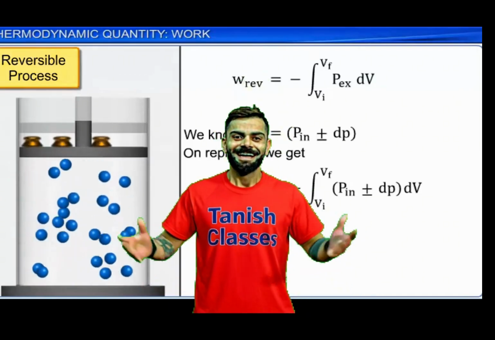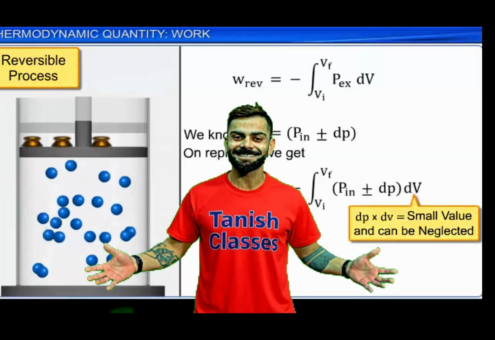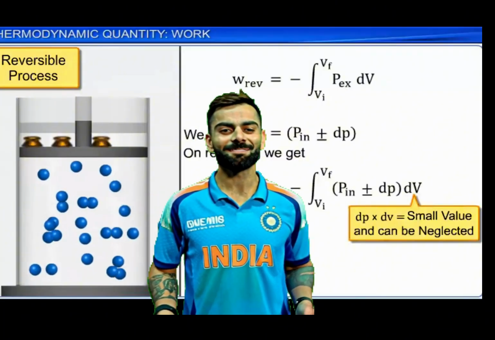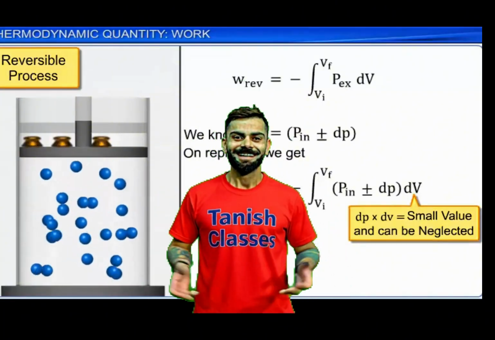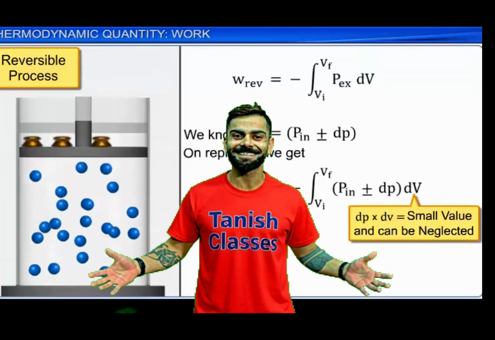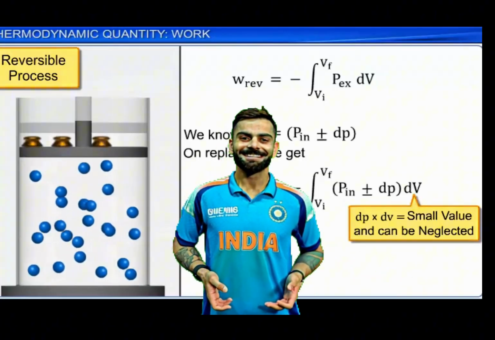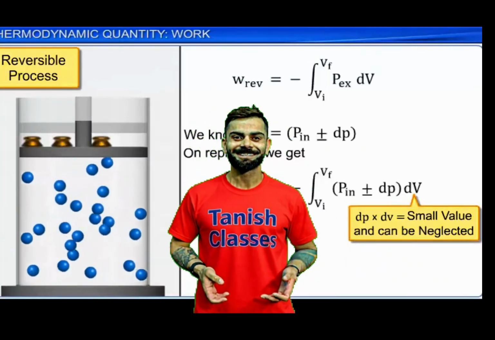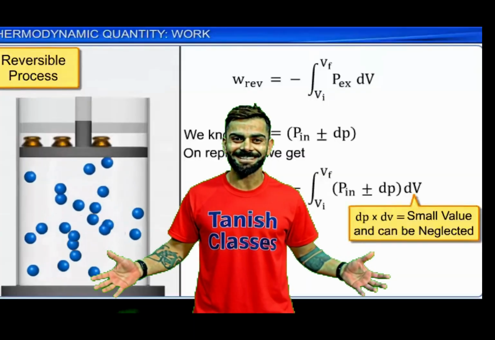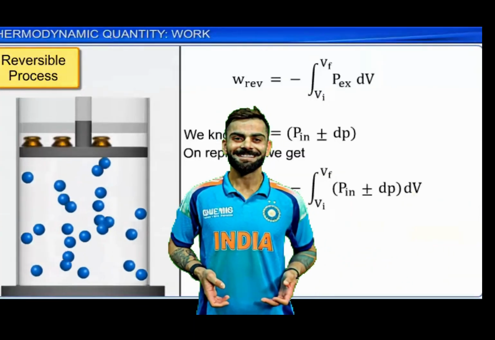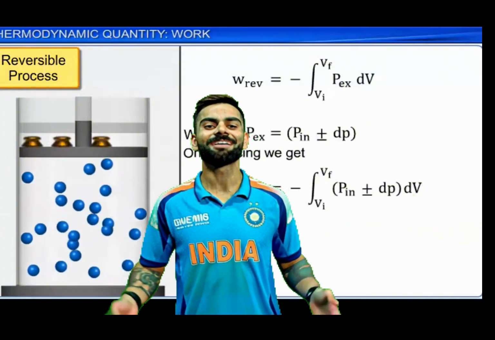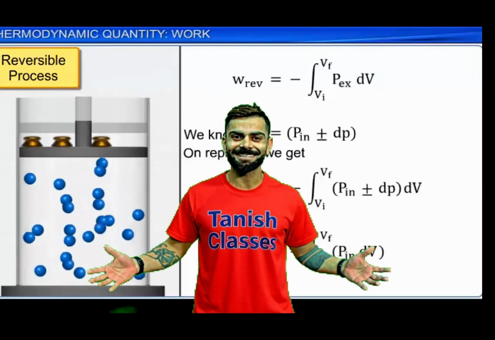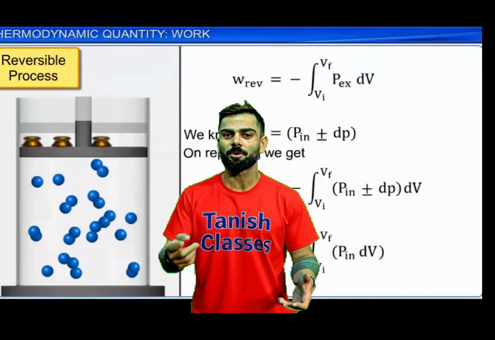As change in the pressure and volume are infinitesimally small, their product is still smaller. Therefore, the product of infinitesimal change in pressure dP and infinitesimal change in volume dV can be neglected. Hence, the final equation is reversible work equals negative integral of P in multiplied by infinitesimal change in volume dV.